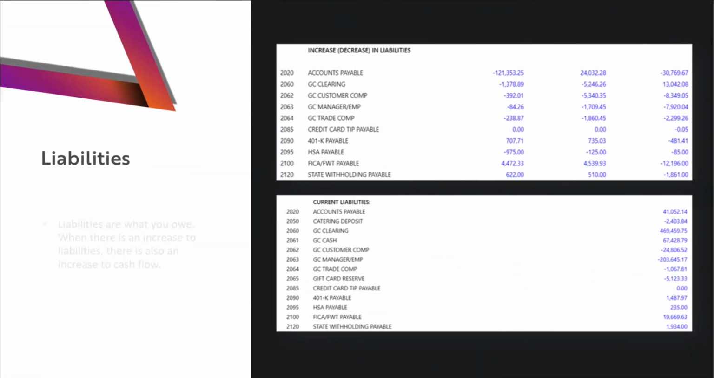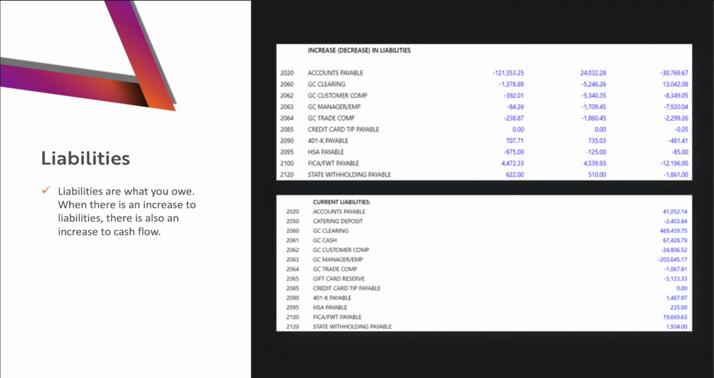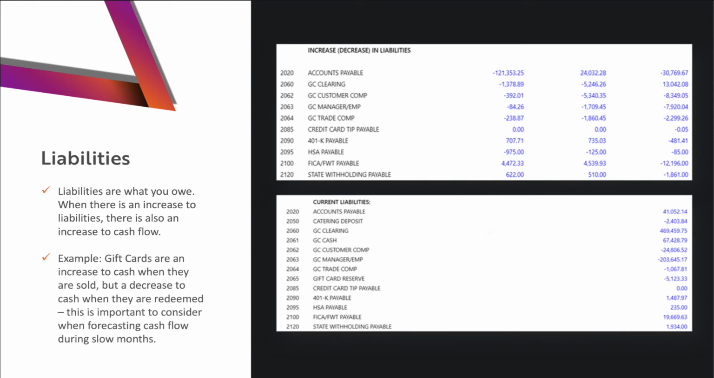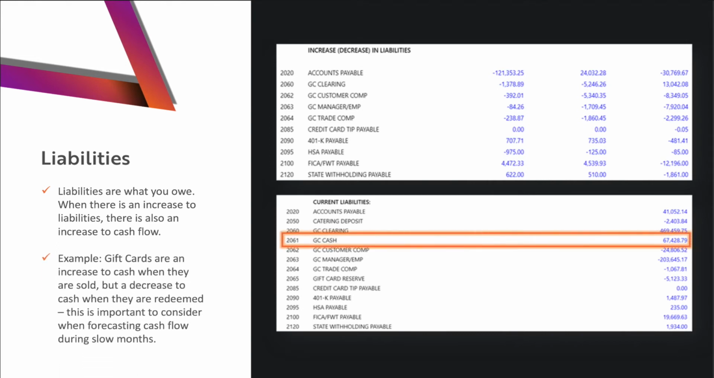Liabilities. Liabilities are what you owe. When there is an increase to liabilities, there is also an increase to cash flow. An example of this would be gift cards are an increase to cash when they are sold, but a decrease when they are redeemed. This is important to consider when forecasting cash flow during those slower months of your restaurant.